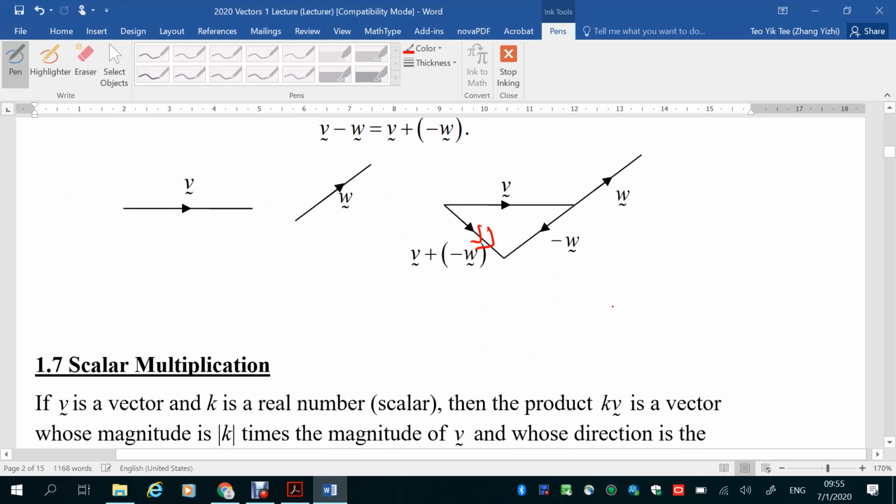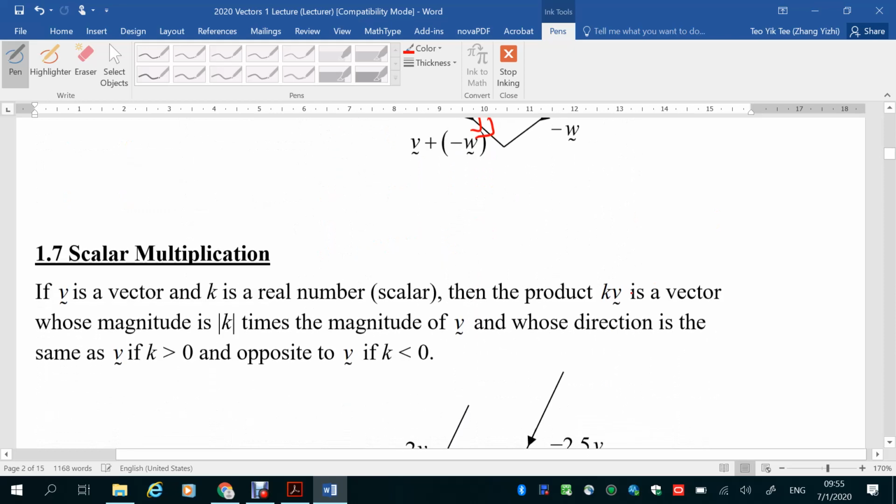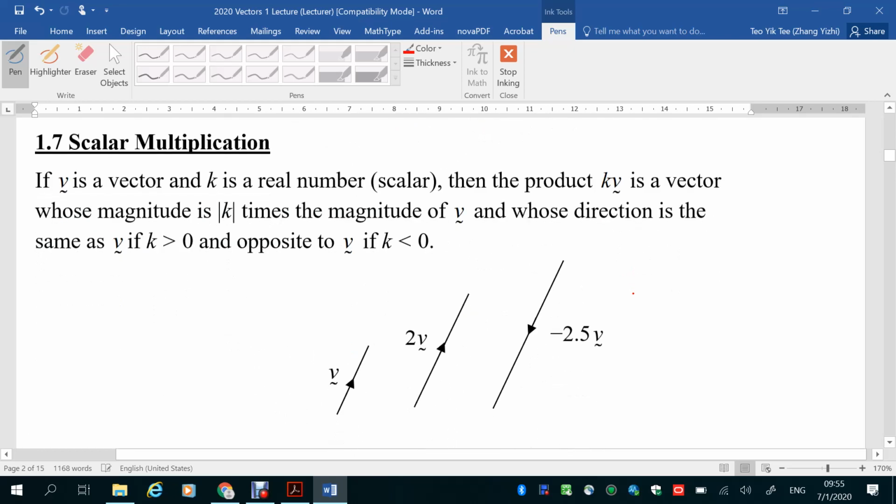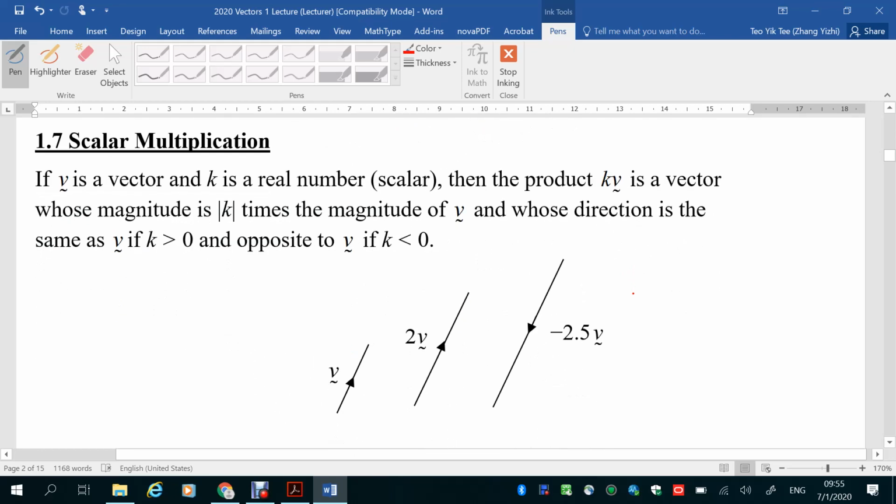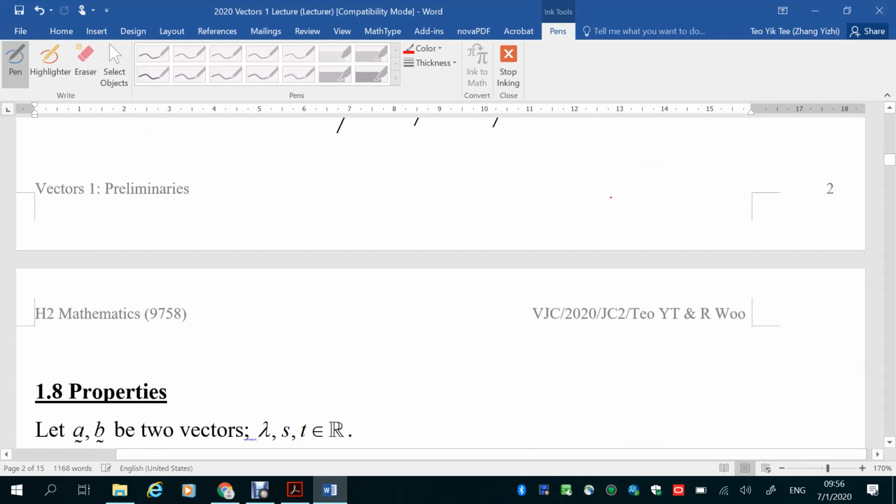So you'll be thinking, how can this topic be terrible? As I said, today is very dry, very easy. Okay, scalar multiplication. Simple stuff. If this is vector V, what is 2V? Double the length. And what is minus 2.5V? 2.5 times the length, but change direction. So far so good? Easy? If it's easy, we move fast.